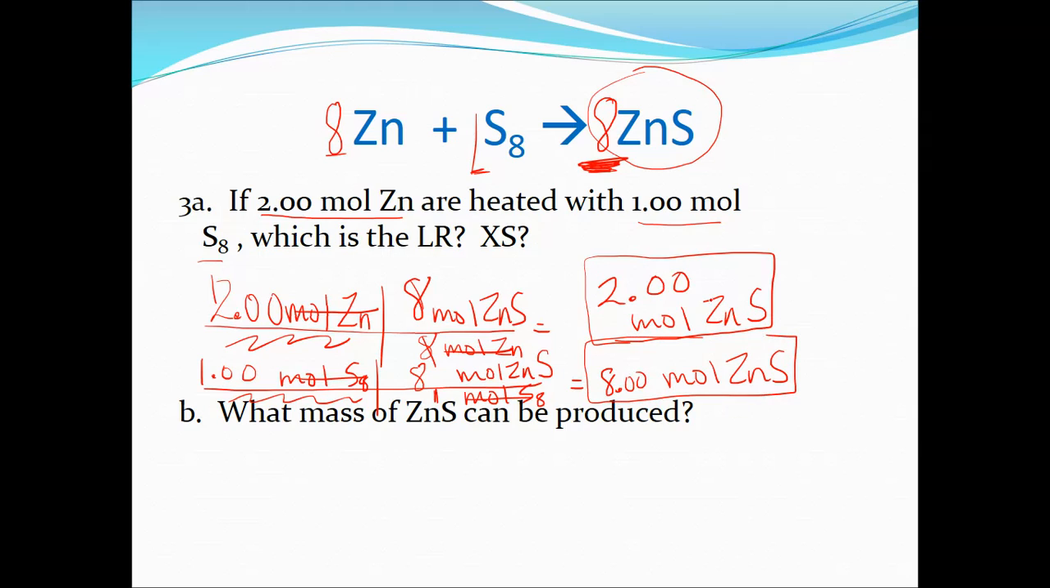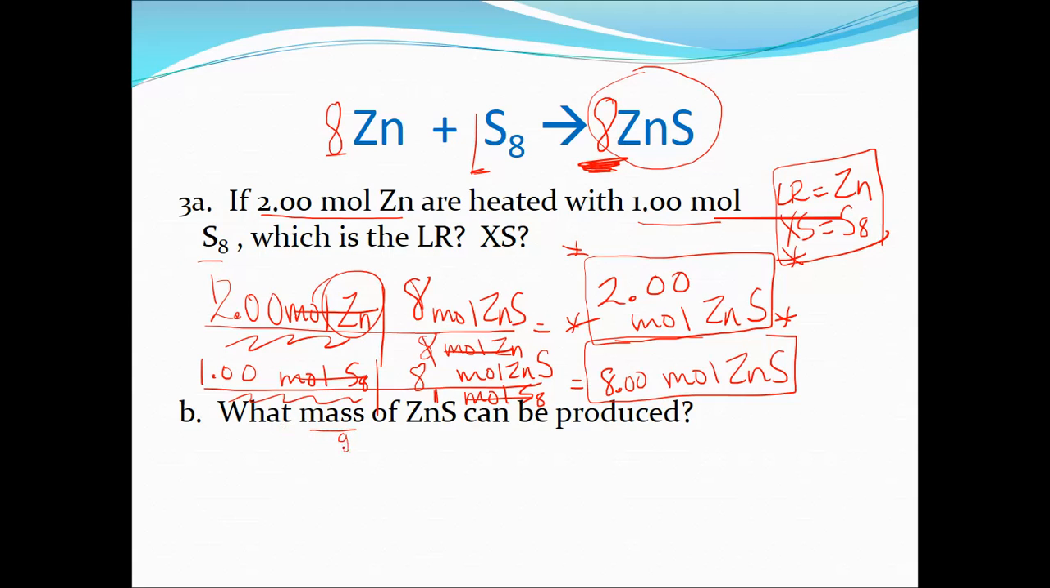So when we get to this point in the calculation, the one that makes the least amount is our limiting reactant, and of course our least amount is 2. 2 is less than 8, so that means that the limiting reactant is the zinc, and the excess reactant is the S8. The limiting reactant is the zinc, and the excess reactant is the S8. All right, let's go to part B.